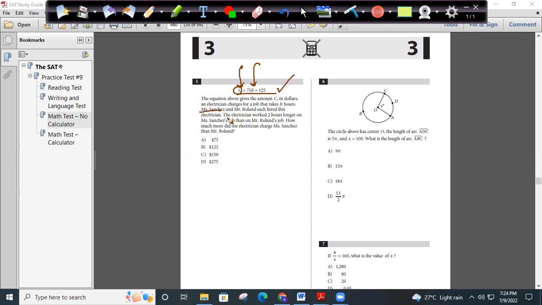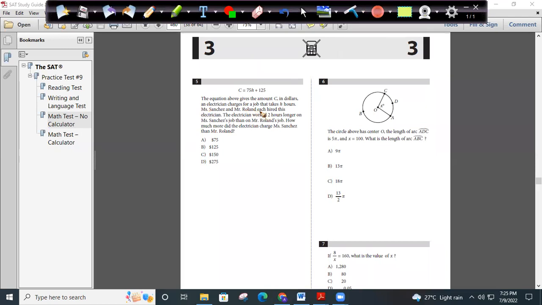Mr. Sanjay and Mr. Ronald each hired this electrician. The electrician worked 2 hours longer on Mr. Sanjay's job than on Mr. Ronald's job. How much more money did the electrician charge Mr. Sanjay than Mr. Ronald? See how clear and simple the question is.